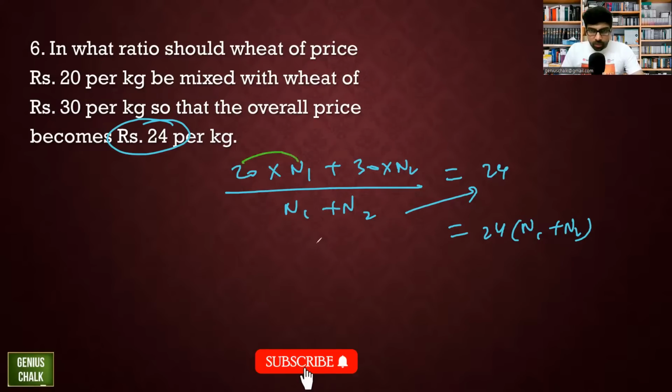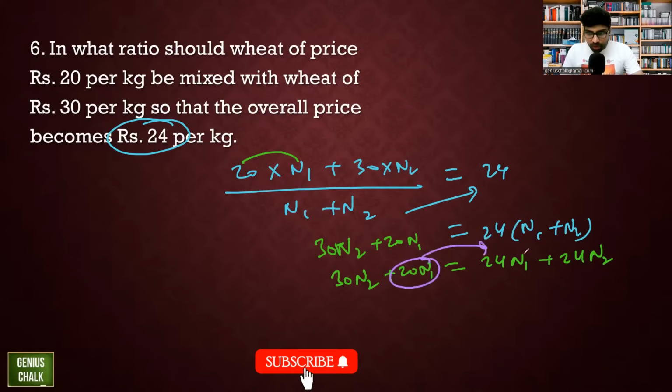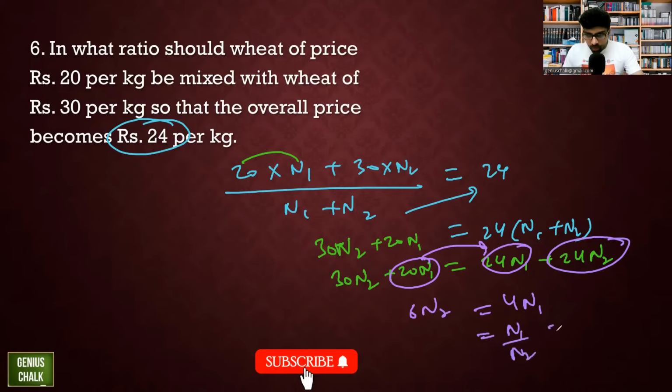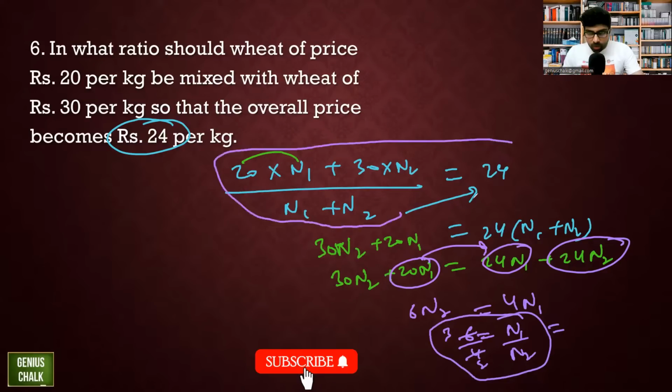So 20N1 plus 30N2, so 24N1 plus 24N2. 30N2 plus 20N1. So this is becoming, you see, this is going that side. This becomes 4N1, this is going this side, it becomes 6N2. Actually, N1 by N2 is 6 by 4, and this is 3 by 2. So this is the actual way, using N1 A1 plus N2 A2, by which I could have solved this question. But because I know the alligation method, my things are becoming very easy.